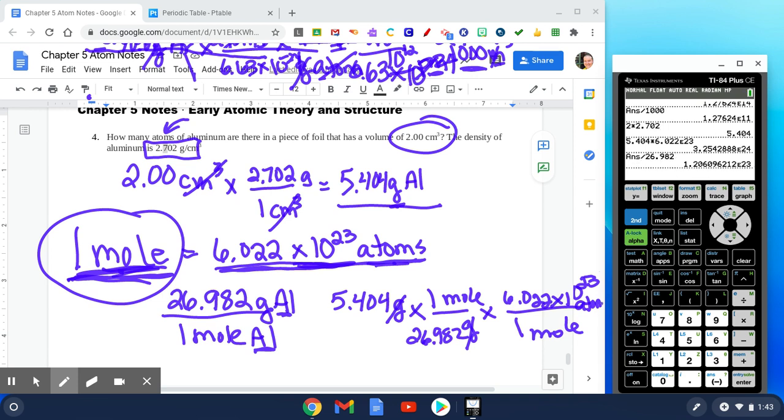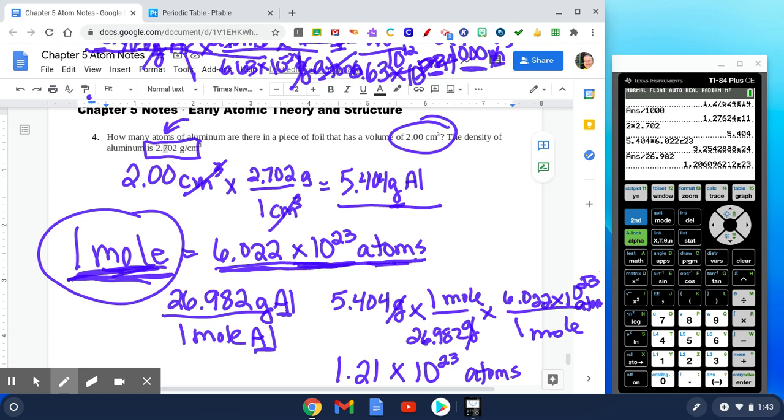So that means that for every 2 centimeters cubed, I have 1.21 times 10, look all the way to the end of the number, you see a 23, atoms. That's how many atoms I have in that volume of aluminum.